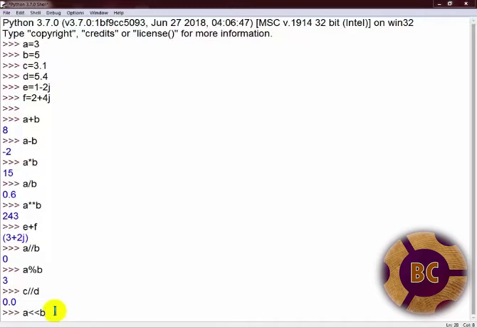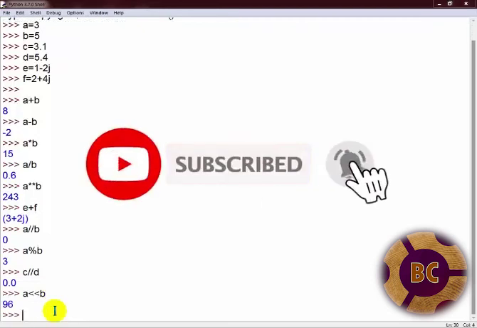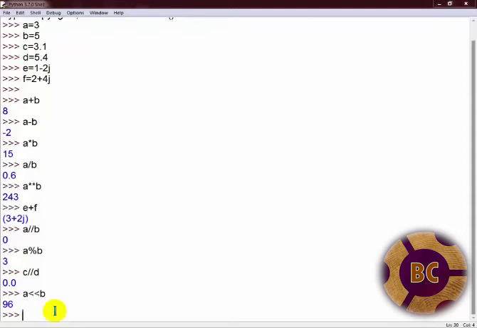The result will be 96. I repeat, shift to left is similar to A multiplied by 2 raised to power B. Now the shift to right is the opposite. Shift to left is A multiplied by 2 raised to power B.